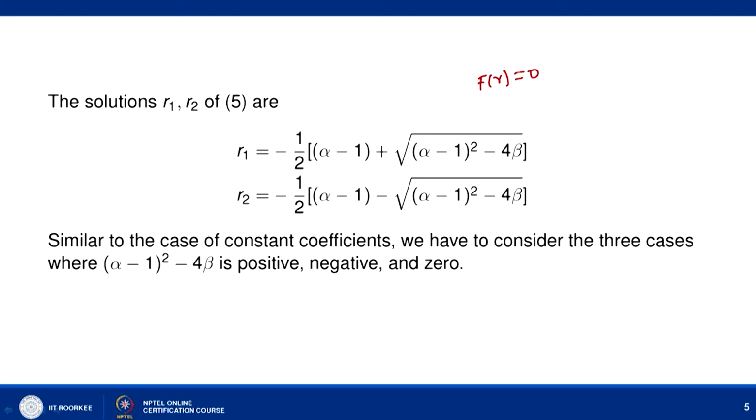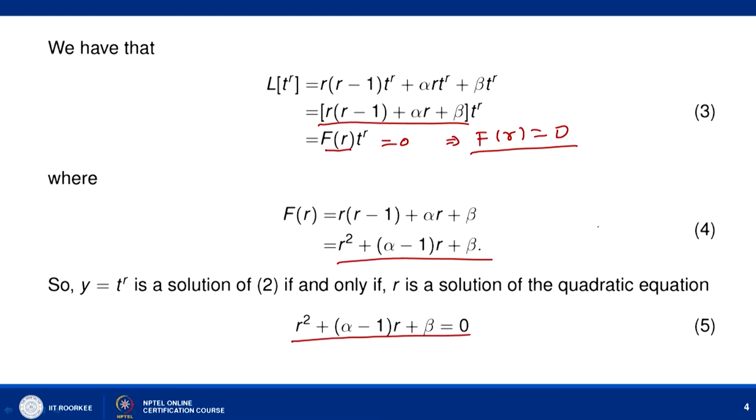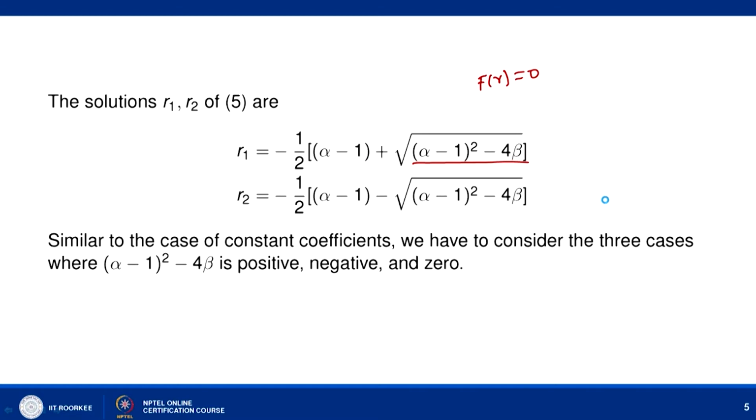Here we say that, similar to the case of constant coefficients, we have to consider 3 cases which depend on the quantity alpha minus 1 whole square minus 4 beta, whether it is positive, negative or equal to 0. Let us consider all these cases. Depending on these cases, our solution will be t to power r, where r takes the two values r1 and r2, and we will find the solutions.